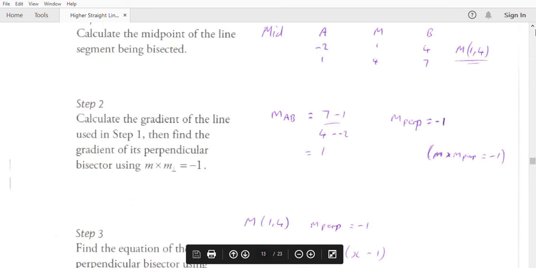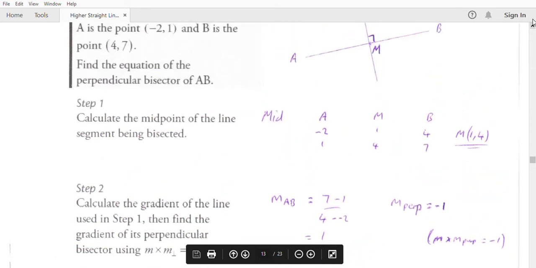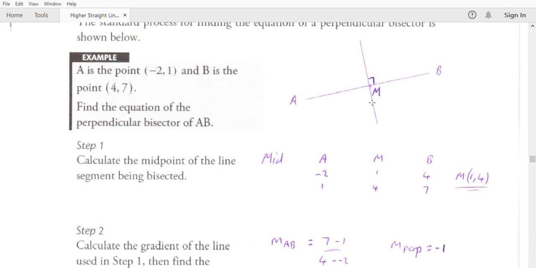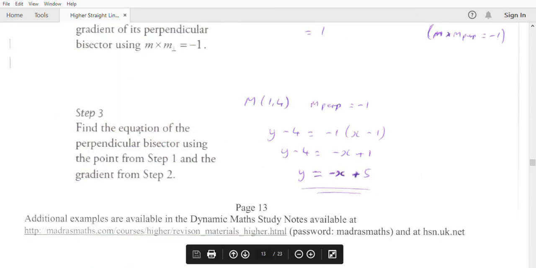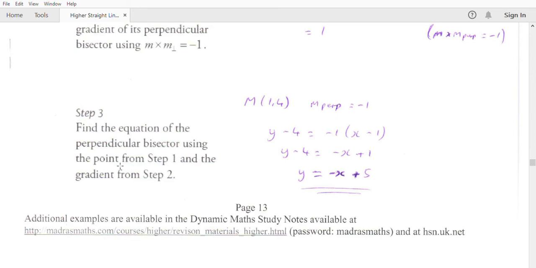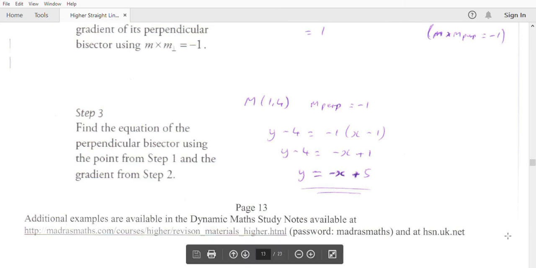So I'm just going to move up to the diagram again. So we know the gradient of this line. We know this point on it. That's all we need to find the equation of it. So let's have a go at doing that. So step 3, find the equation of the perpendicular bisector using the point from step 1 and the gradient from step 2. So y minus b equals m bracket x minus a again. Remember, a is the x-coordinate of point M, b is the y-coordinate. And then just tidy up at the end to get our answer.